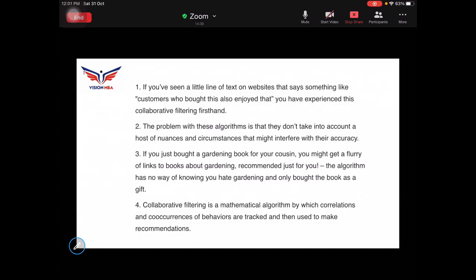Collaborative filtering is a mathematical algorithm by which correlations and co-occurrences of behaviors are tracked and then used to make recommendations. It's basically about recommendations. For example, if you search something on Google, all of a sudden you will realize that stuff related to that is coming into the recommendation box of YouTube. So that is what it is about.